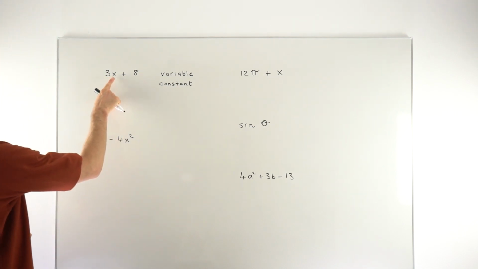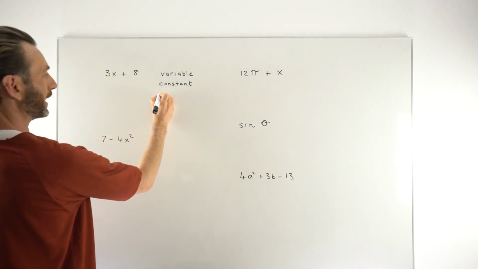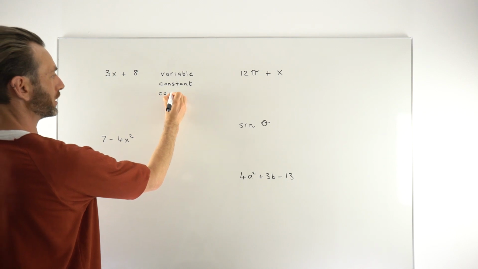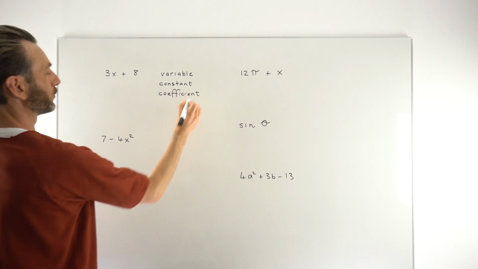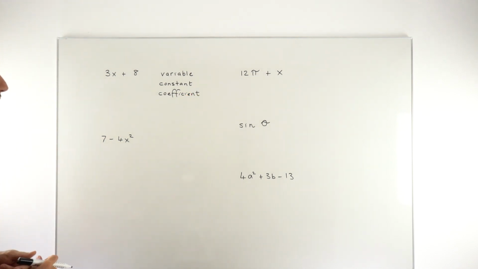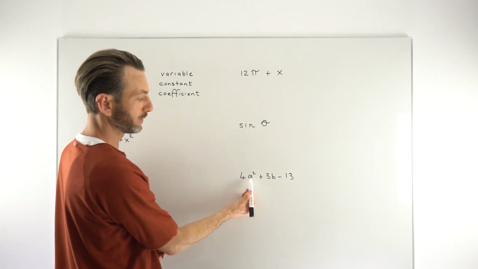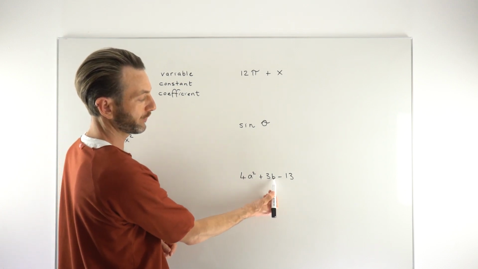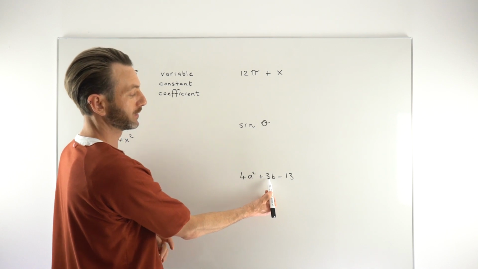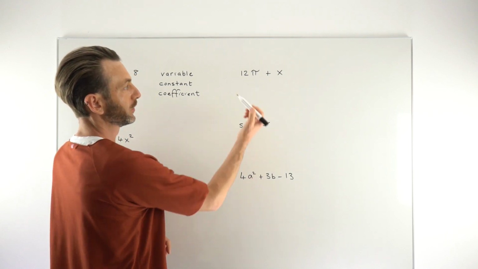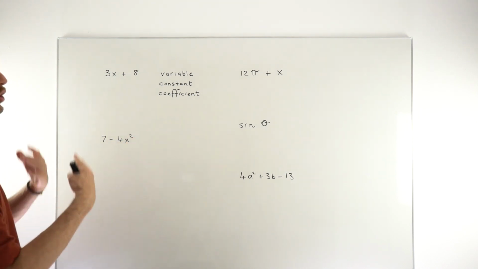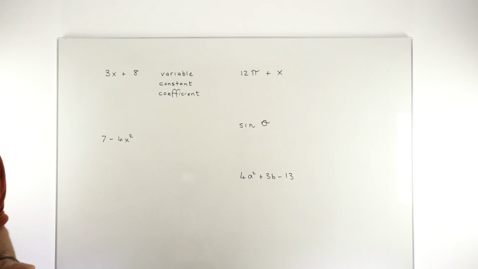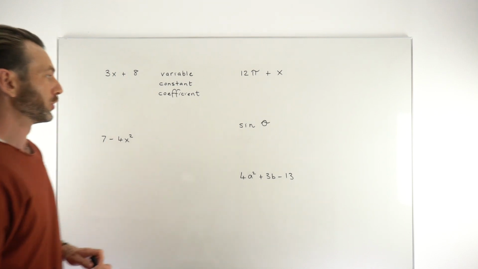But the number that goes in front of a variable has also got another name, and it's called the coefficient. That's a really important term. You will hear that a whole bunch in the future. Your math teacher will often refer to the coefficient. So the coefficient here of the a squared term is 4. The coefficient of the 3b term, the b term, is 3. The coefficient here of the x squared term is minus 4. It's a number that goes in front of a variable term. Okay, so that's some of the important initial pieces of terminology.